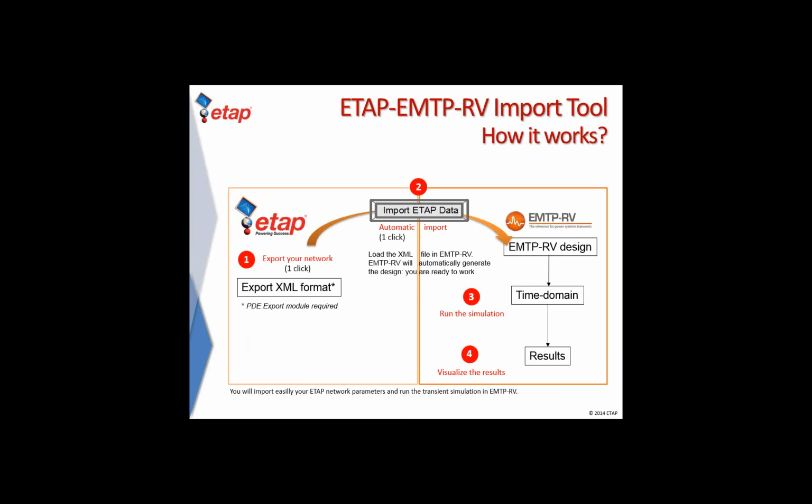So we decided to develop a tool that will import the data of the ETAP design directly inside EMTP. This is extremely easy to use. You just need to export an XML file from the ETAP interface, and in EMTP you simply load this ETAP file, and it will automatically create an EMTP-RV design. Finally, you can run a time domain analysis and analyze the results. I just want to jump inside EMTP-RV and show you how it works.